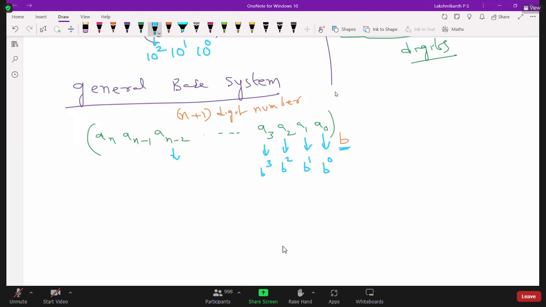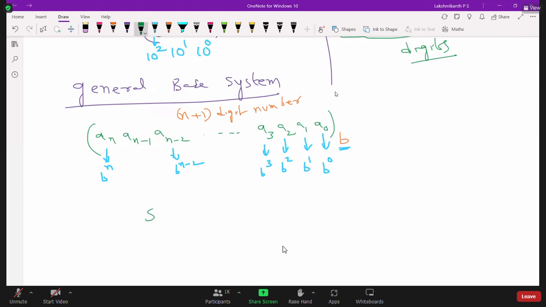The place value of this one, we can write it as b power n minus 2, and so on. What is the place value of the leading digit? This is b power n. So we can write like this. See how we write in the decimal number system, the same way.